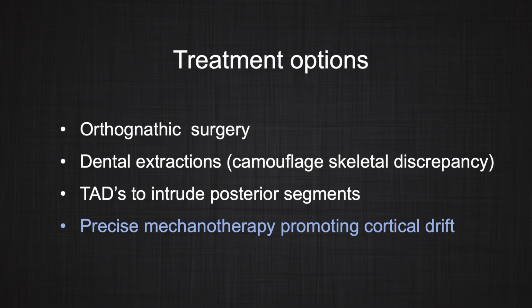How can we treat these patients? Orthognathic surgery is a classic approach for this patient. But what happens if the patients decide that they do not want to have surgery? Sometimes we can camouflage the result of the treatment by extracting the teeth. In this case, the patient's parents did not agree with extracting any teeth.